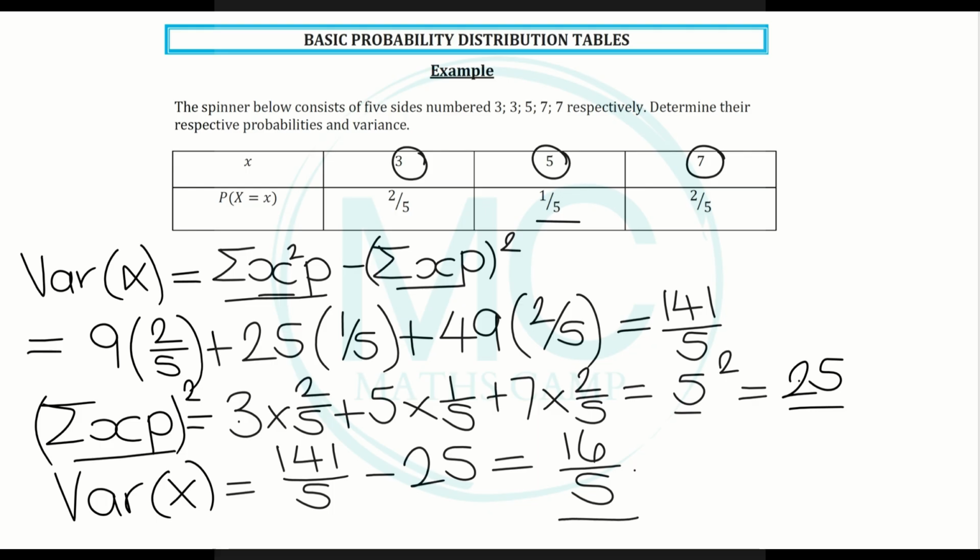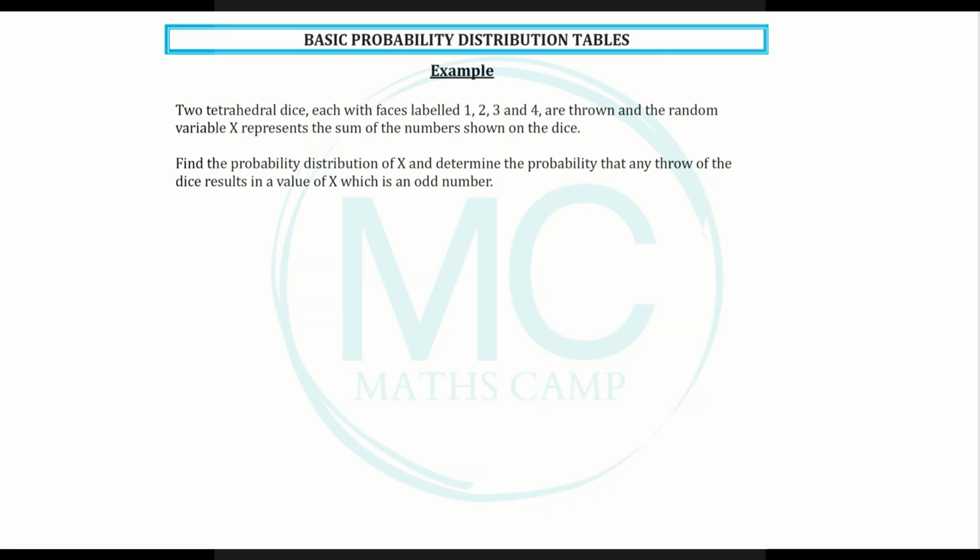Let's do another example. Two tetrahedral dice, each with faces labeled 1, 2, 3, and 4, are thrown, and the random variable x represents the sum of the numbers shown on the dice. Find the probability distribution of x and determine the probability that any throw of the dice results in a value of x which is an odd number.